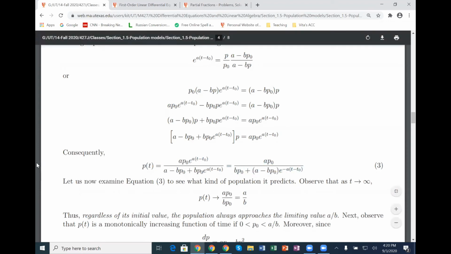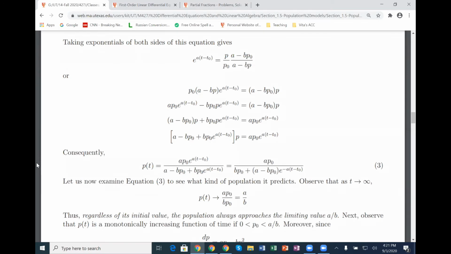Folks, any questions? Could you please explain again how you got rid of the E term on the numerator of the equation? Are you talking about how we jump from here to here? Yes. Sure. So let us divide the top and the bottom by this, by the E term.